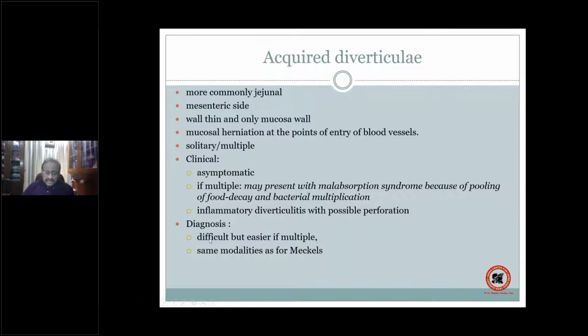The diagnosis is again difficult, but if there are multiple diverticula, the diagnosis is easier. Single diverticulum is very, very difficult to diagnose, even more difficult than diagnosing a Meckel's diverticulum. But the investigative maneuvers are the same. You use the same investigative profile as for the Meckel's diverticulum.